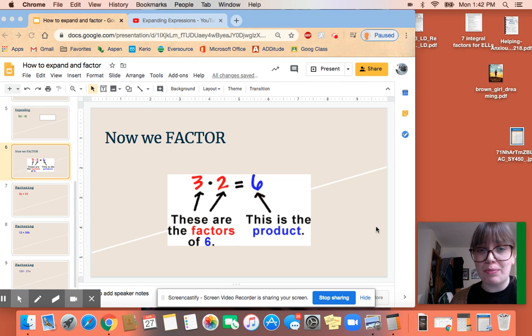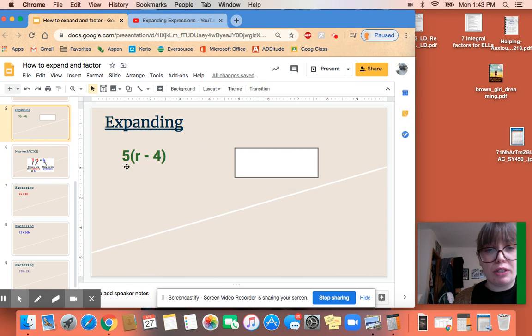Hey guys, I'm now doing part 2 of expanding and factoring, and I'm going to show you how to factor. Factors are just numbers that are multiplied together to create a product. That's a lot of vocab, but let me explain. If I have the number 6, two of its factors are 3 and 2, because 3 and 2 can be multiplied to make 6. So when we're asked to factor something, we're going to be given an expression and turn it into something that looks like this.